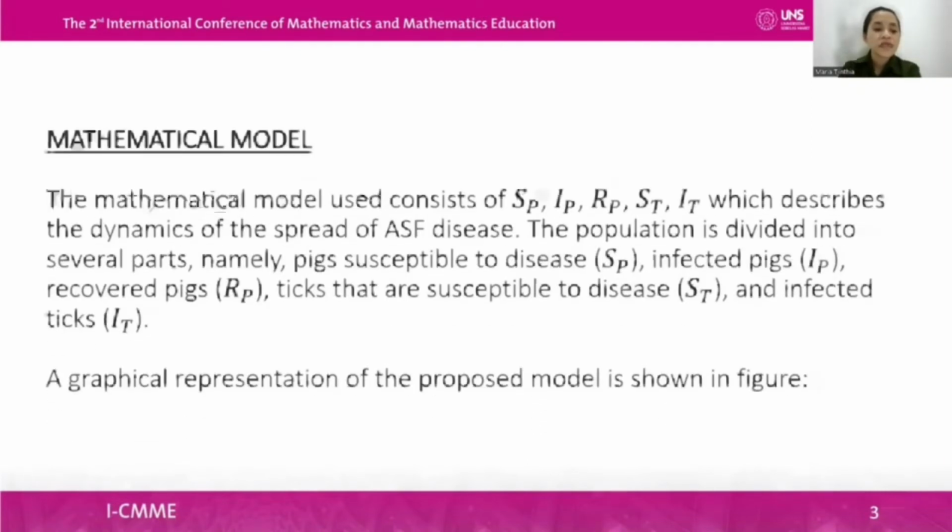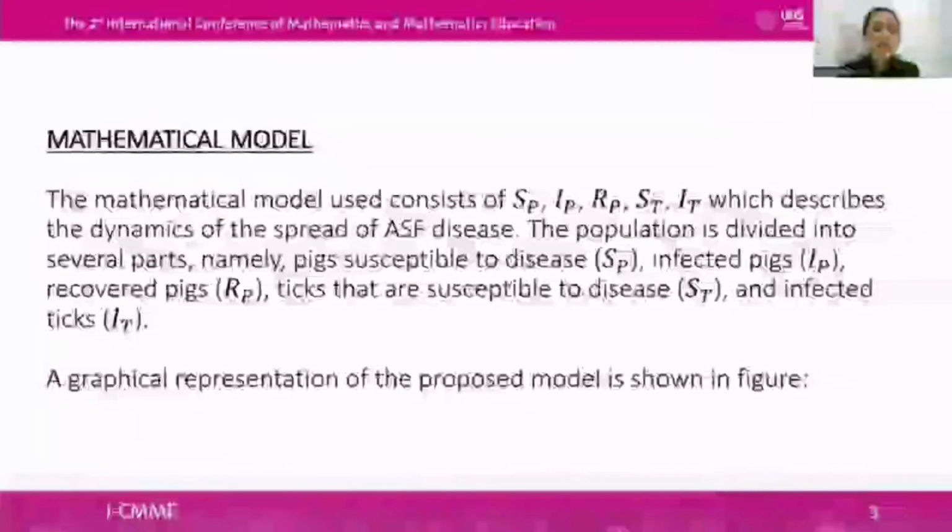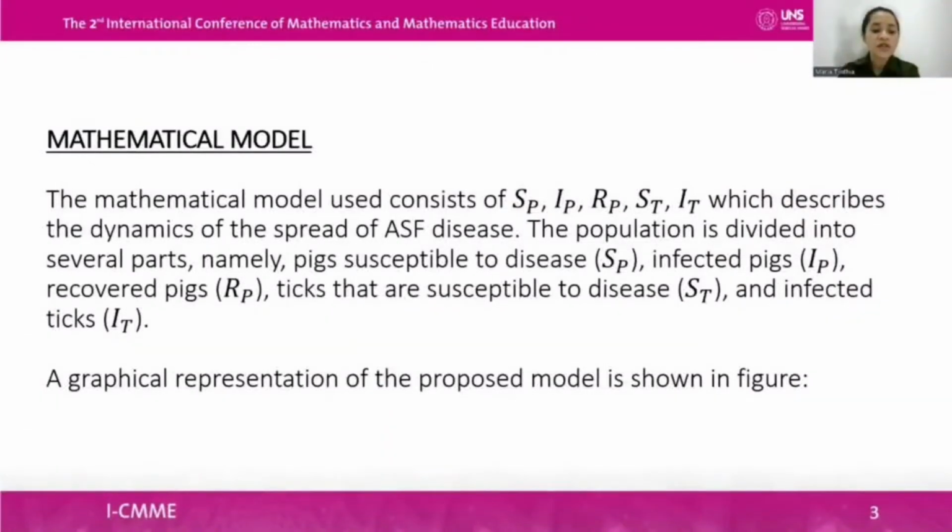Now we enter the second part, which is the mathematical model. The development of science in the field of mathematics also has an important role in controlling the spread of this ASF disease, namely by applying mathematical modeling. In this study, we discuss mathematical modeling of the spread of ASF disease with the Crc model.